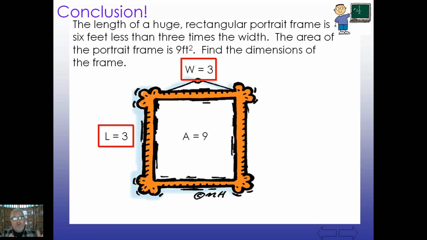Remember that all squares are rectangles, but not all rectangles are squares. So the test writers can get away with saying it's a rectangular portrait frame and have it actually be square. That's not cheating. A little tricky, but not cheating.